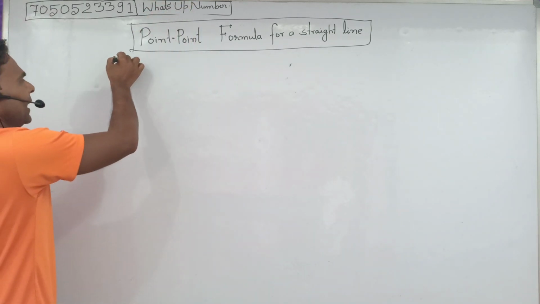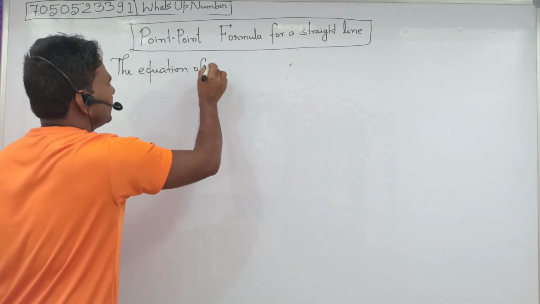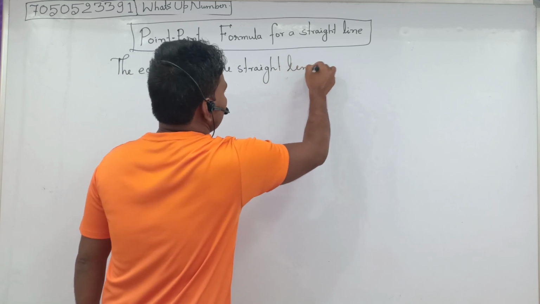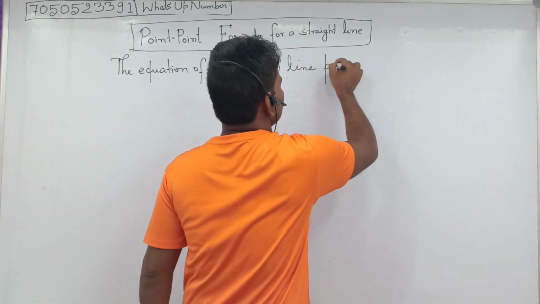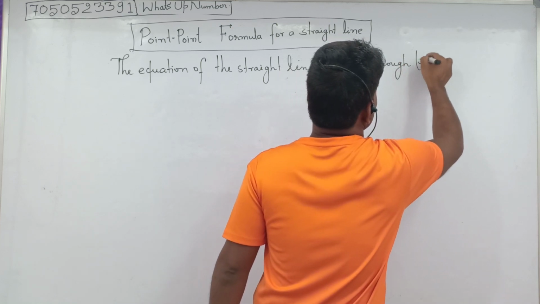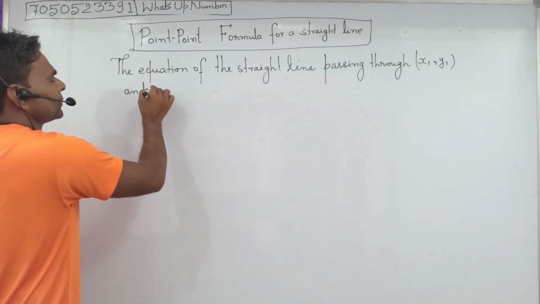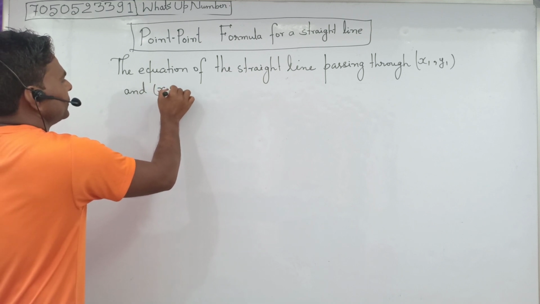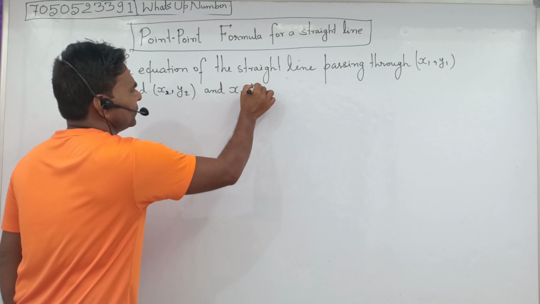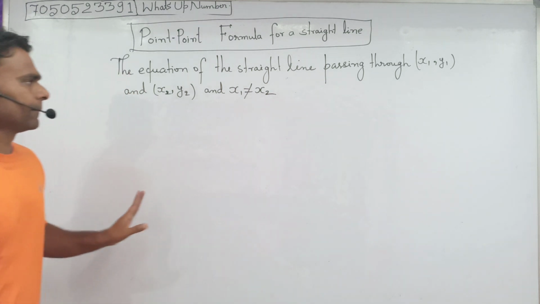Now, the equation of the straight line passing through (x1, y1) and (x2, y2), and x1 does not equal x2, indicating the line is non-vertical. Okay, the line is non-vertical.